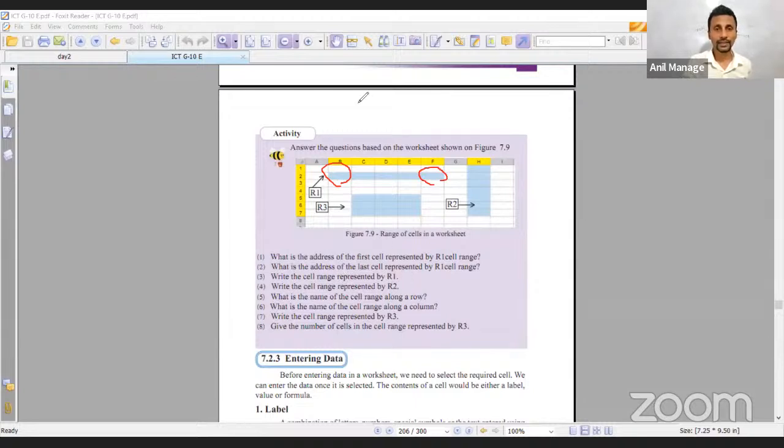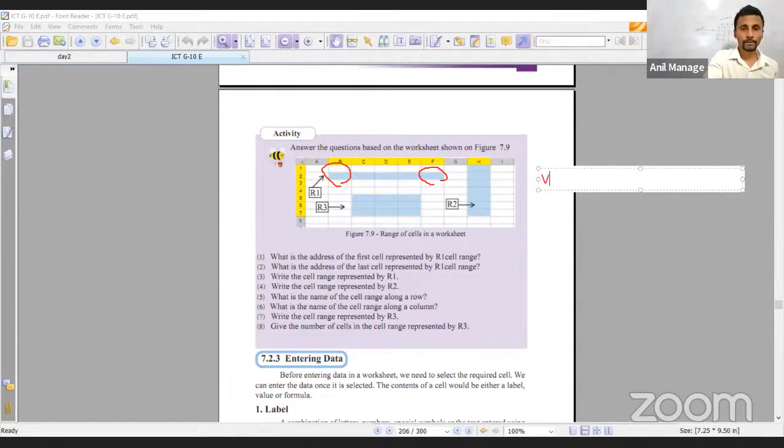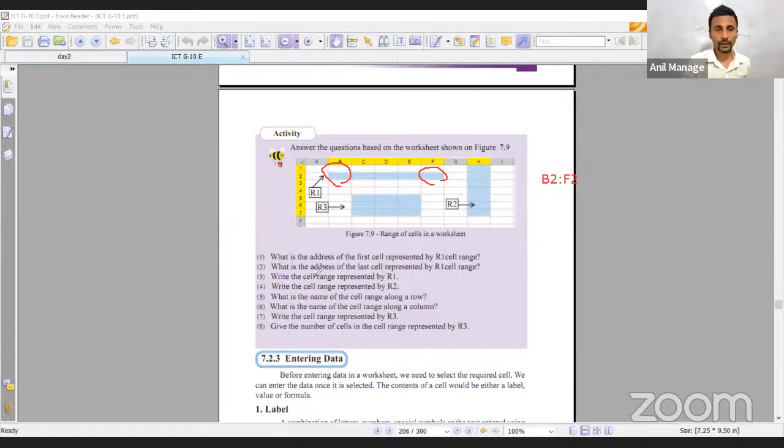Write the cell range represented by R1. How to write the cell range here? You have to write the first one and the last one. So first one is B2, colon, then the last cell F2. This is how you write the cell range. You can use either small or capital letters, doesn't matter. Here again it asks what is the cell range represented by R1? Then what is the cell range represented by R2? Here it is column-wise, coming from H1 to H7.